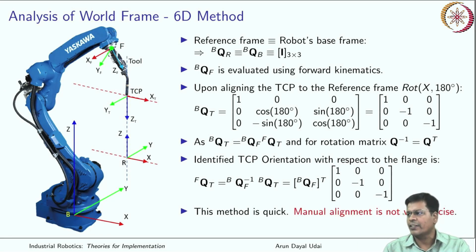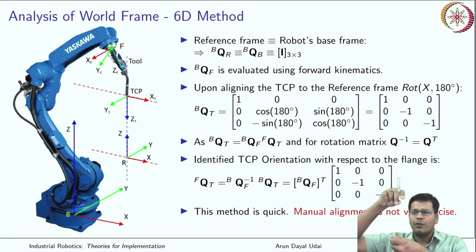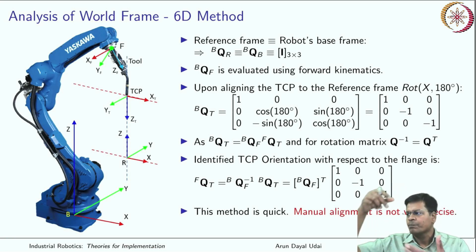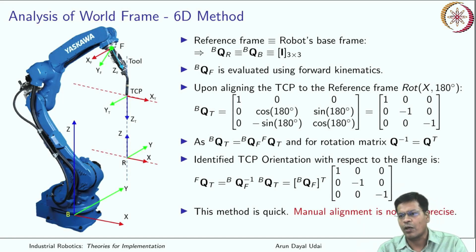You can quickly align and do it, but because it is a manual alignment, it is not very precise. You have to depend on your eye estimation when you do it. You are manually aligning it by some jogging method, so it may not be very precise. But it is quite good for quite a number of applications like pick and place using a two-fingered gripper. Half a degree here and there is okay, and you can still hold your object.